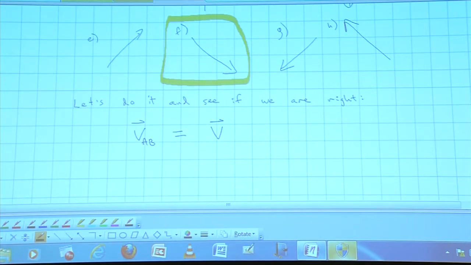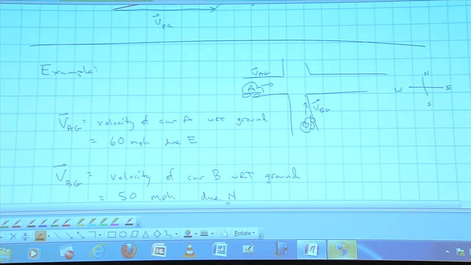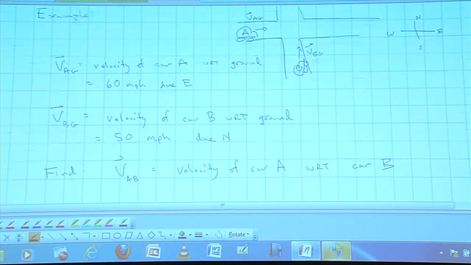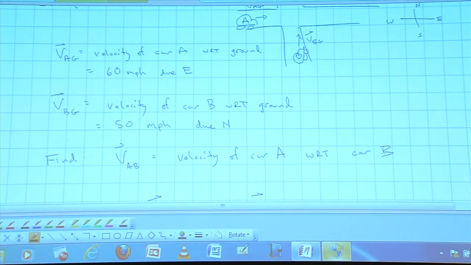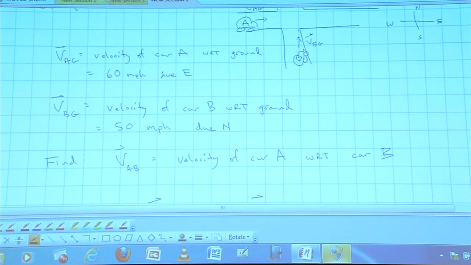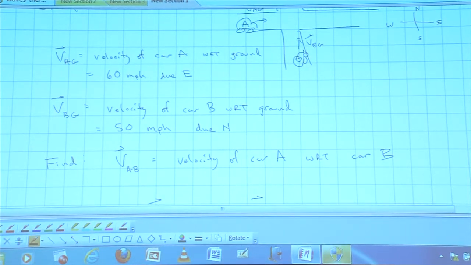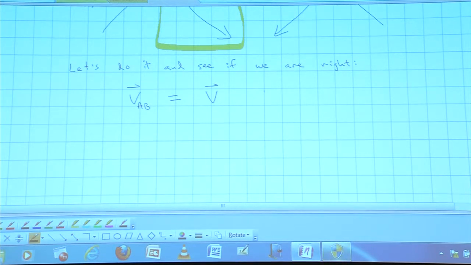No, we're going to forget about that. We're going to actually solve this problem now. Given the velocity of A with respect to the ground, given the velocity of B with respect to the ground, we are finding the velocity of A with respect to B. Okay, check with your neighbor. How did they write out this equation?